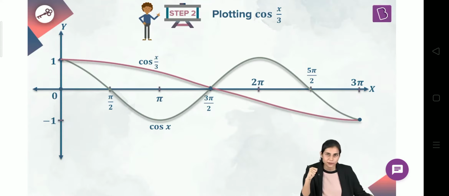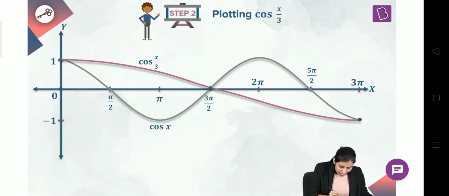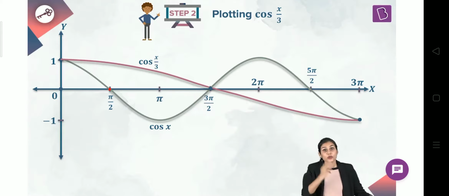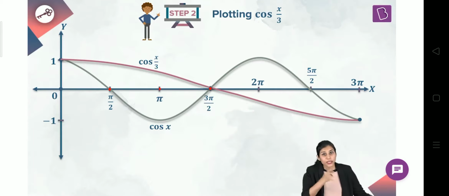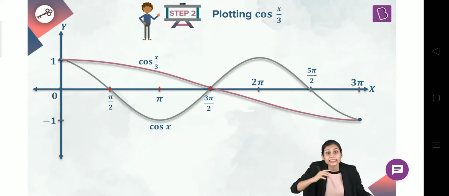Let's understand the reason behind this, okay? See, in the interval 0 to 3 pi, for the first time, cos is 0 at pi by 2. So in the interval 0 to 3 pi, cos x by 3 will be 0 for the first time at thrice of pi by 2, which is 3 pi by 2. Can you see here? Yes. Similarly, in the interval 0 to 3 pi, cos x is minus 1 for the first time at pi. So in the interval 0 to 3 pi, cos x by 3 will be minus 1 for the first time at 3 times pi.